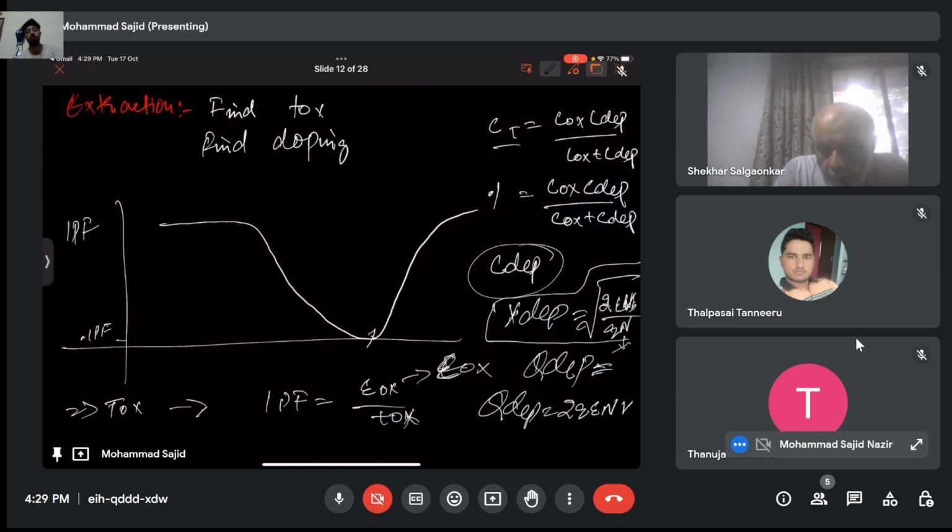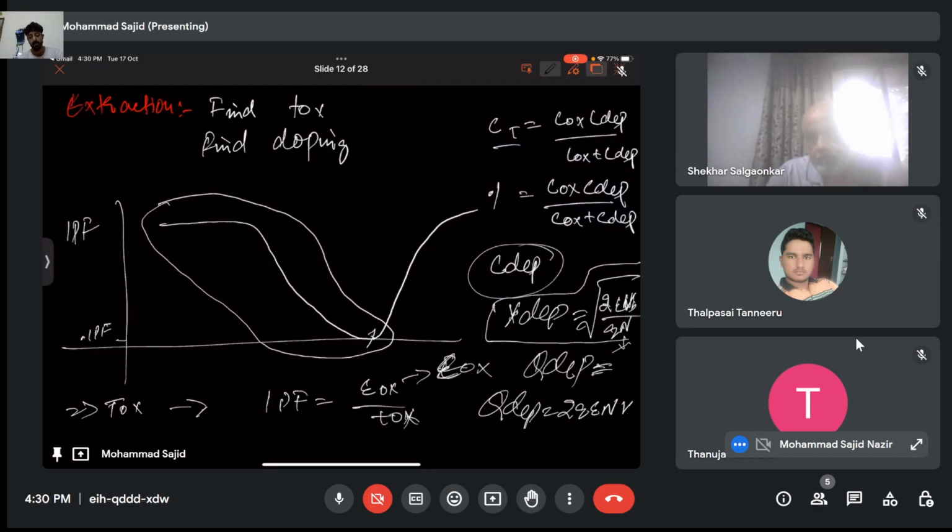And then again you have the C inversion. Most important is you have to use this region to extract the device or process parameters.